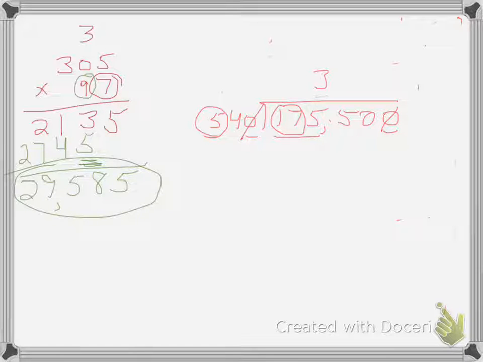Multiplying back, now I'm ignoring that 0. I'm going 3 times 4 is 12. 3 times 5 is 15, 16. Subtract 3, 1. Bring down. Again, now I'm asking myself, 5 goes into 13. How many times? And the answer is 2.